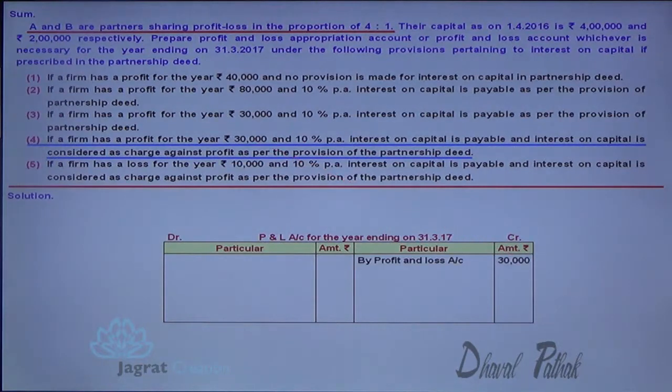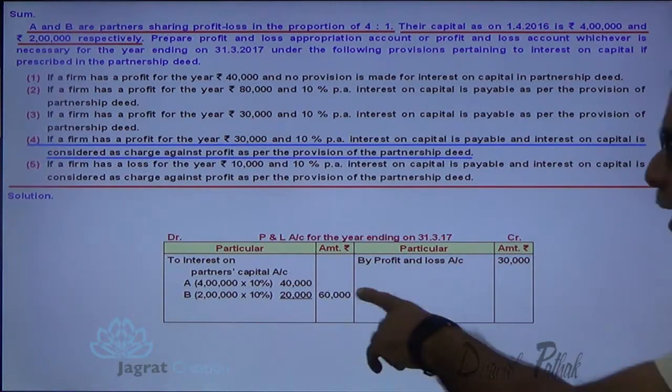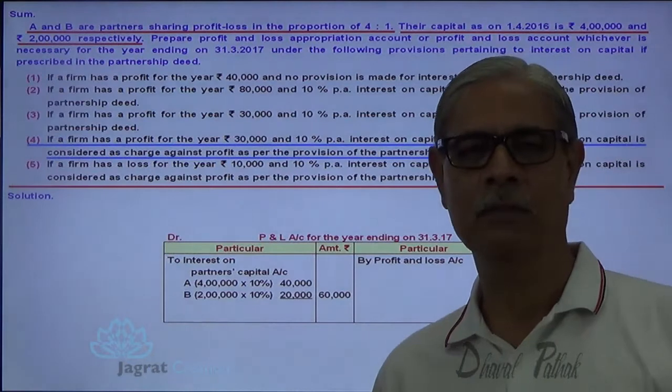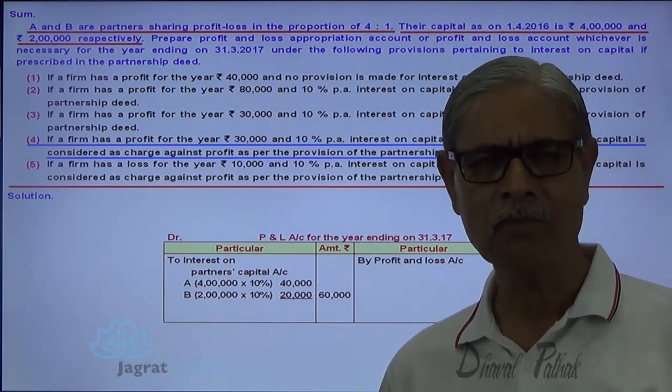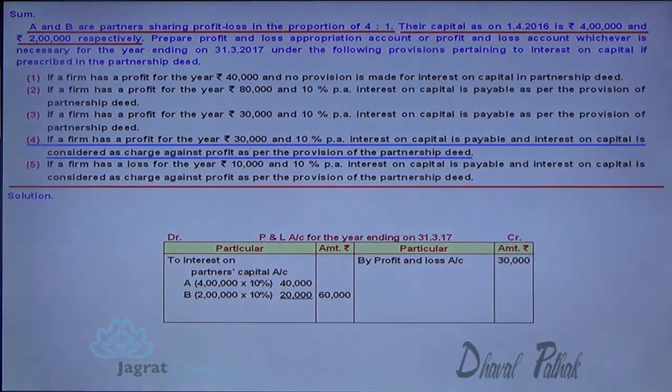Profit 30,000. Interest on capital is considered as a charge against profit, so it has to be paid as agreed by the partners. So on 4 lakhs, interest is to be paid to A at the rate of 10%, 40,000. To B, 2 lakhs into 10%, 20,000. So 60,000 interest on capital is to be paid. My profit is 30,000. So if I pay 60,000 out of a profit of 30,000, it will result in a loss of 30,000.